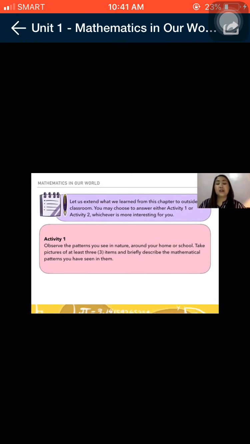And activity 1 is an activity where you will take pictures of the mathematical patterns that you see in nature around your home or school. Okay? You can see samples of these activities on the website so that you are guided on what to do.